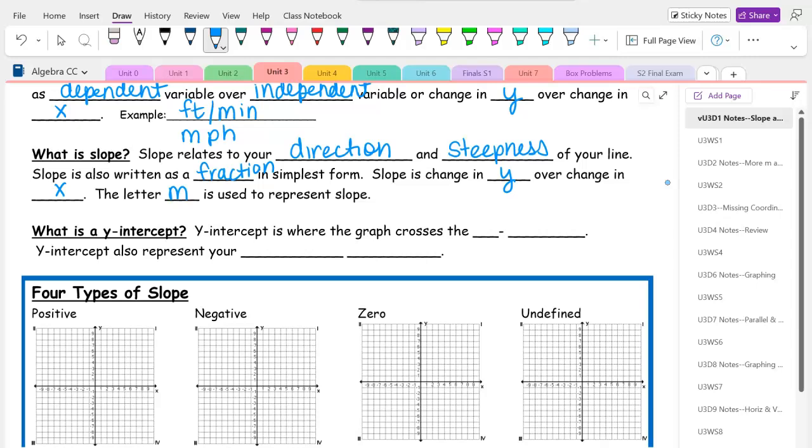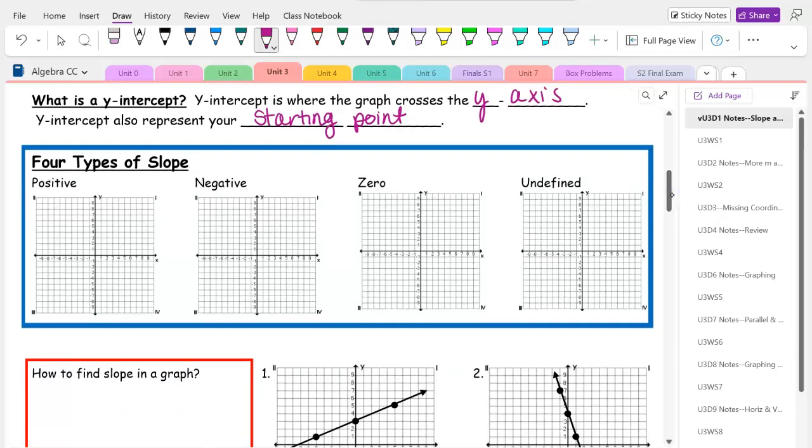The y-intercept is where the graph crosses the y-axis. That's why it's called the y-intercept. Y-intercept also represents your starting point. So in our last unit, we kind of looked at starting cost or starting point. This would represent our y-intercept on our graph.